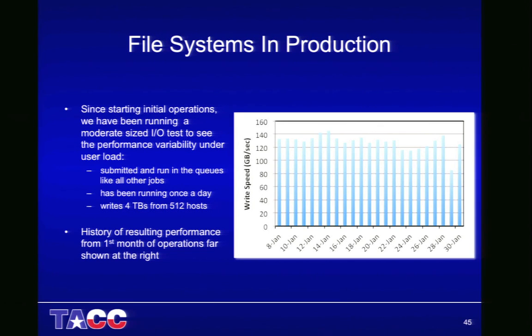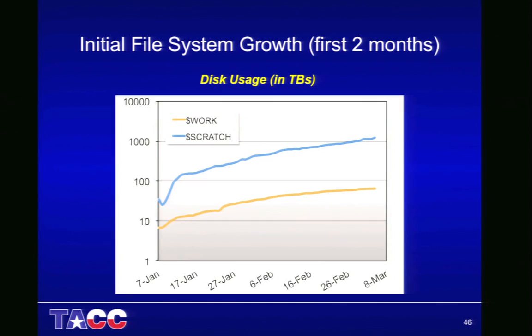And this just shows you the variability over the first month of production. Obviously, I/O is a shared resource in our case. We don't have a quality of service mechanism that can be applied to the I/O subsystem at the moment. So you do see some variability, and we see probably at the lowest here where somebody was likely banging on the file system about 80 gigabytes per second, and then averaging somewhere around 120 gigabytes per second. Again, this is from a relatively small number of hosts.